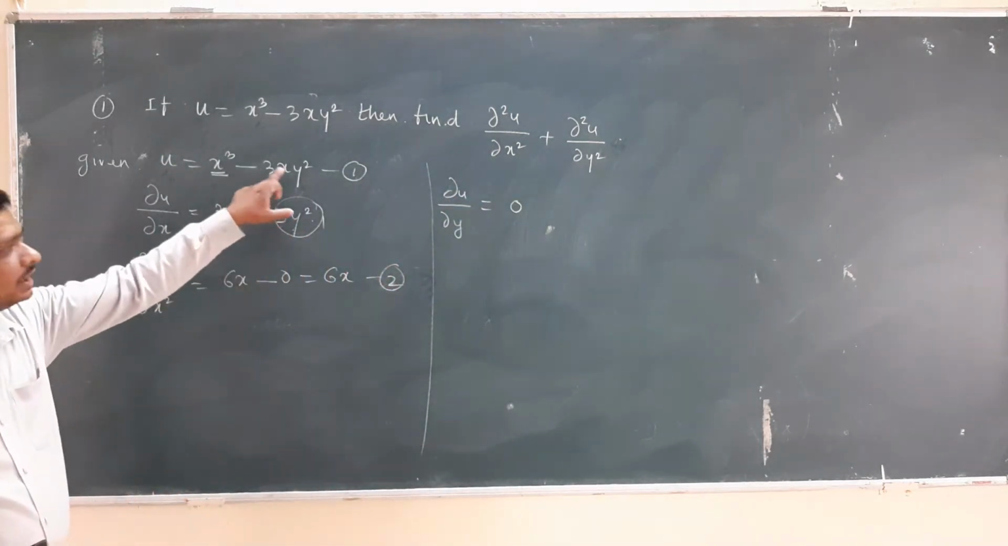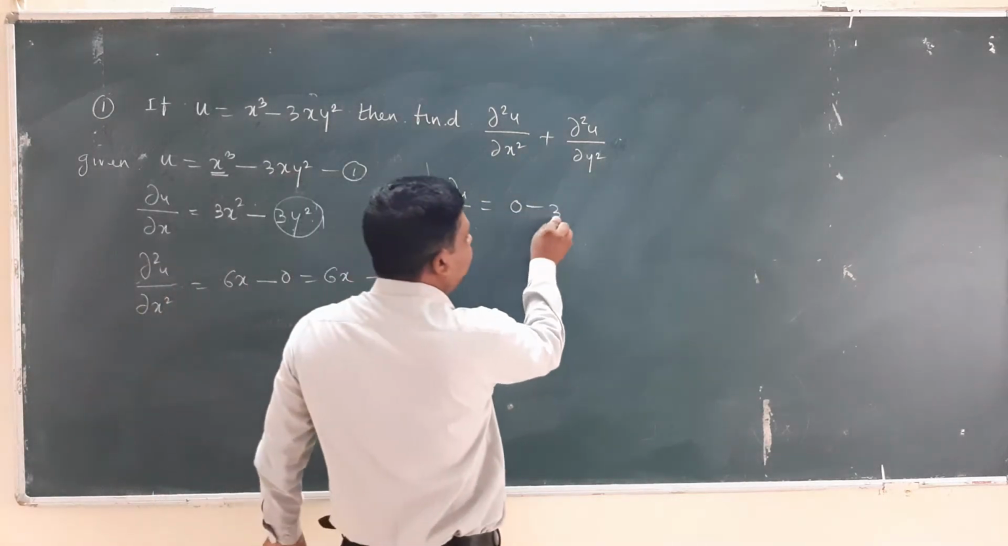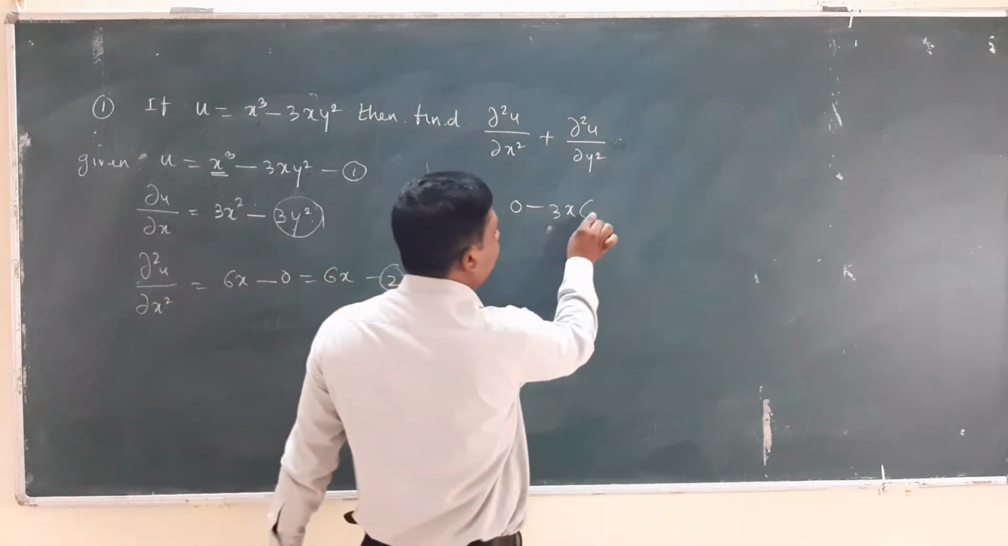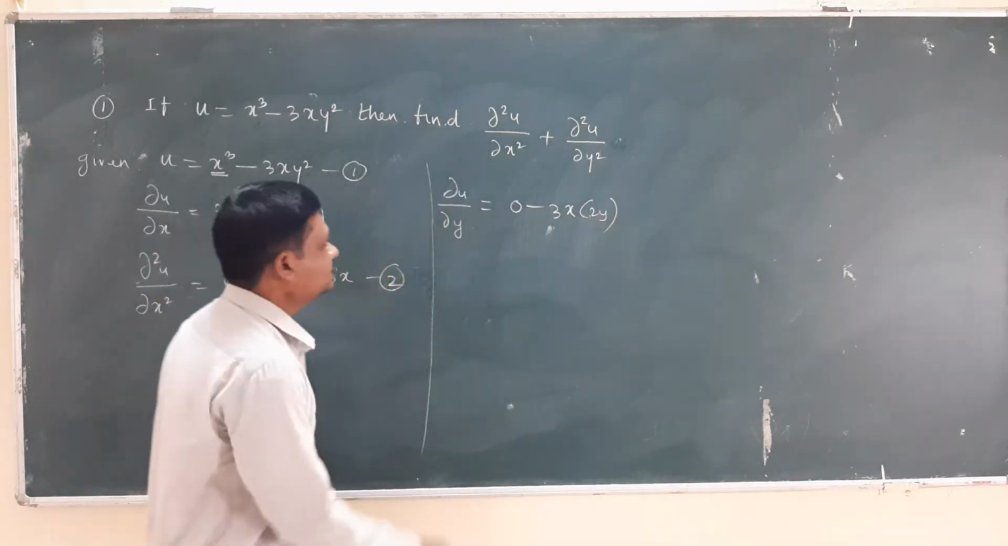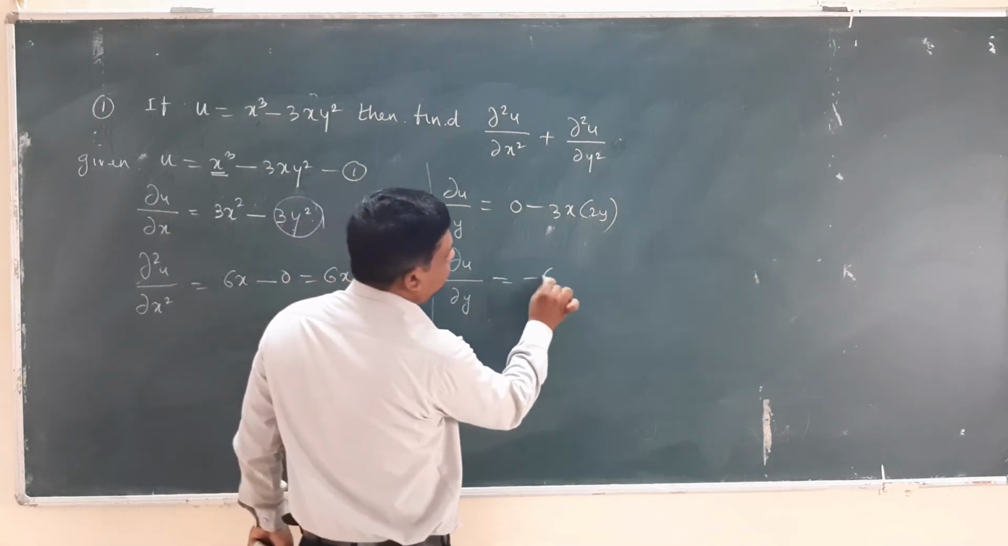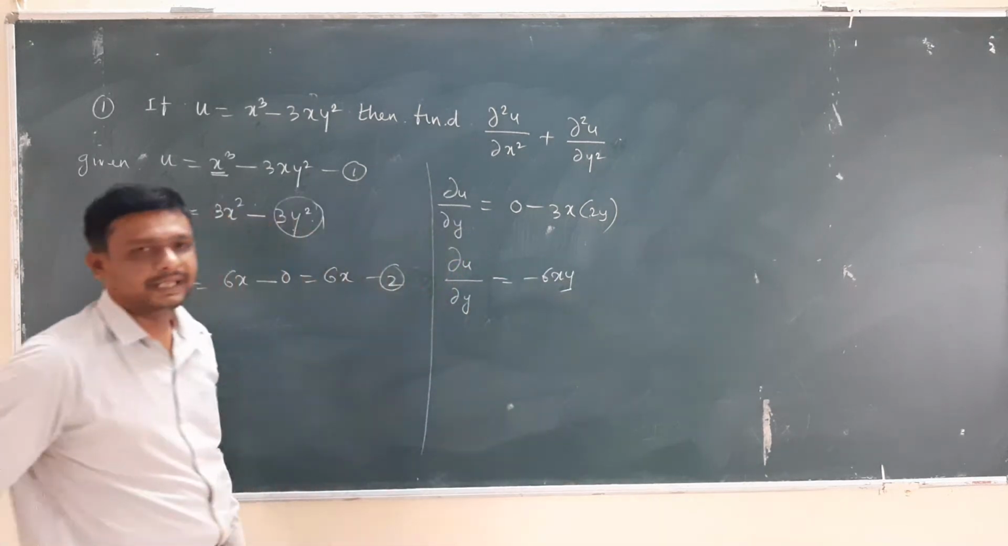Here 3 is constant, x is constant. So I will write as it is. Derivative of y square with respect to y is what? 2 into y. So this is dou u upon dou y is equal to minus 6xy.